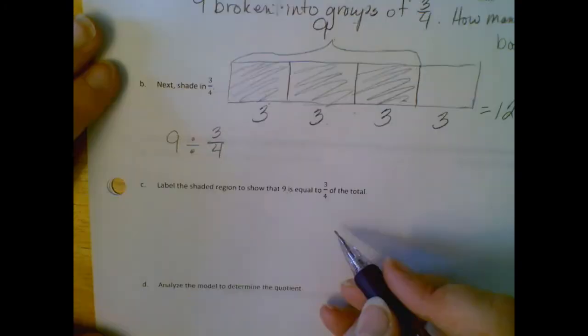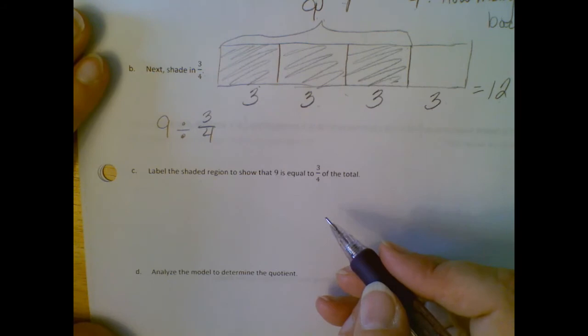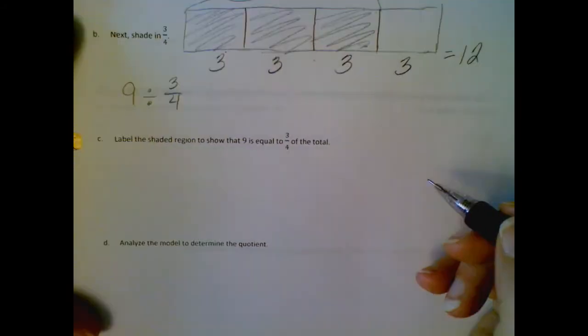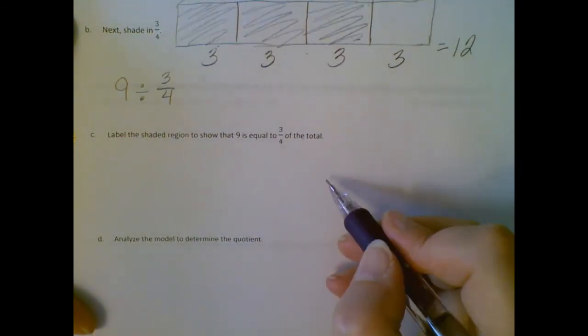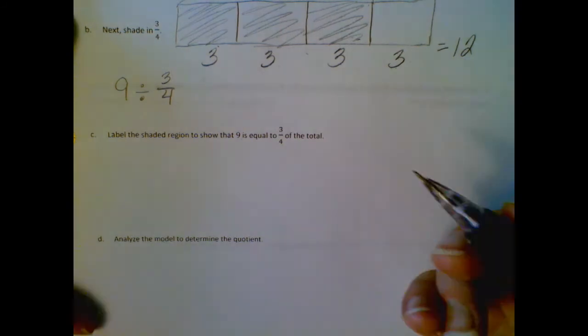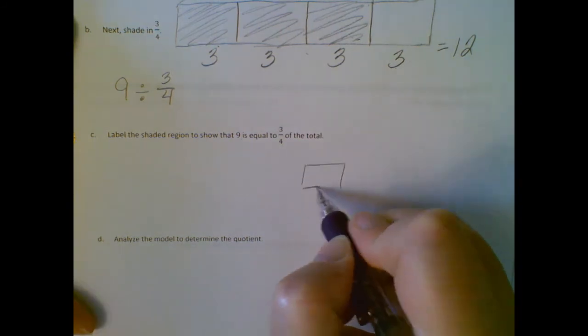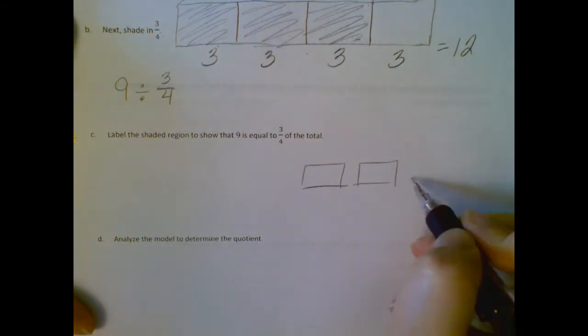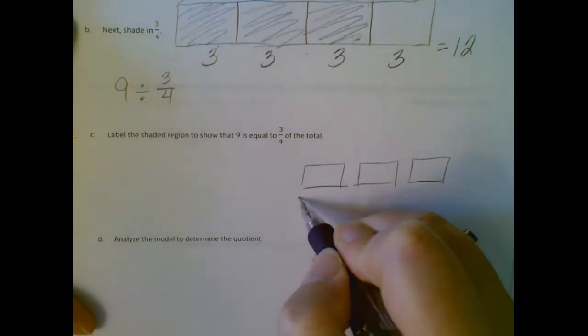So I want to show you a different way to do this as well, and we've got plenty of room over here. So another way to model this is to show 9 cups of flour. So 9 somethings. I'm going to do rectangles quickly, if you'll draw them as well.